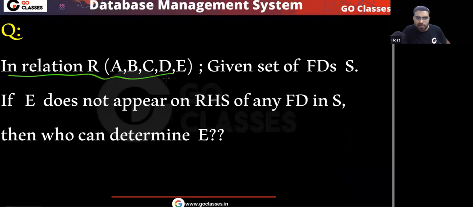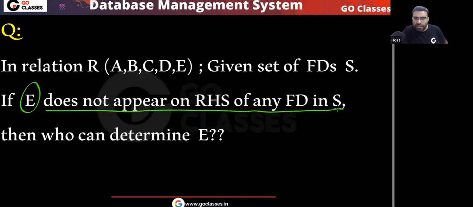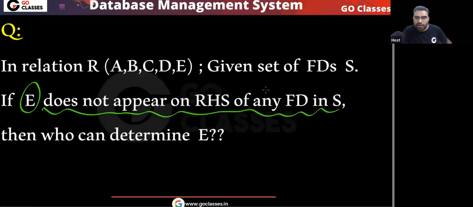In a relation R with attributes A, B, C, D, E, we are given a set of functional dependencies S. If attribute E does not appear on the RHS of any FD in S, now tell me, who can determine E? Only E can determine E. Yes or no?